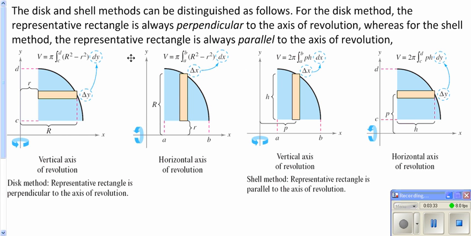Now, how do you know when to use a shell versus a disc or washer? If the rectangle that you're looking at is perpendicular to your axis of rotation, notice your axis of rotation is going up and down, your rectangle is sideways. Here, the rectangle's up and down, the axis of rotation is sideways. If they're perpendicular, you want to use a disc or a washer method. However, if your axis of rotation goes up and down and your rectangle goes up and down, you want to use a shell because they're parallel. Or if you're horizontal and you're horizontal, you once again want to use a shell.